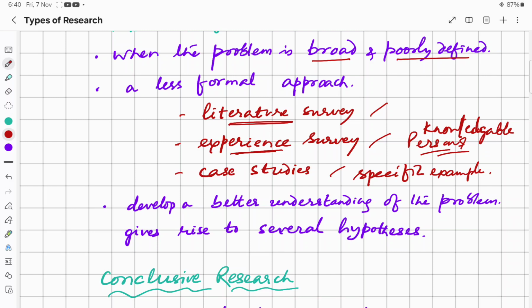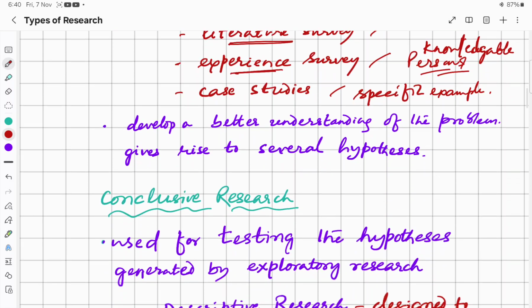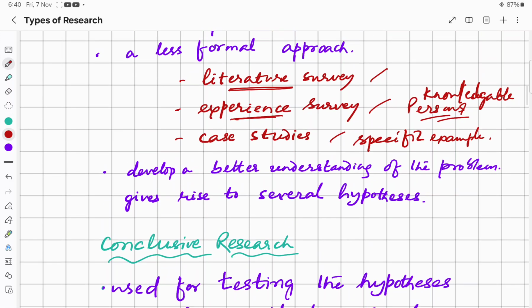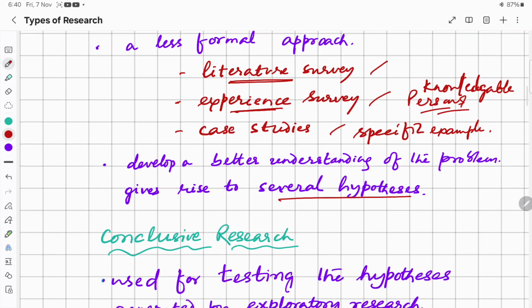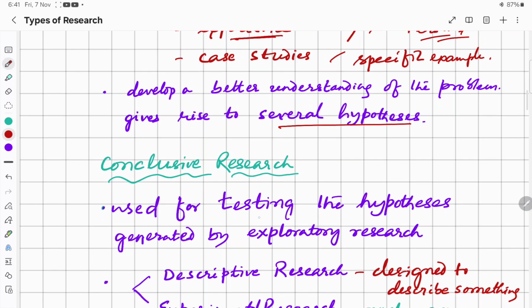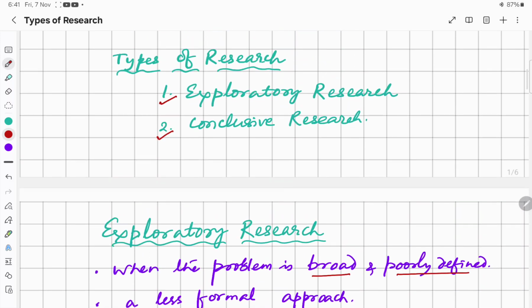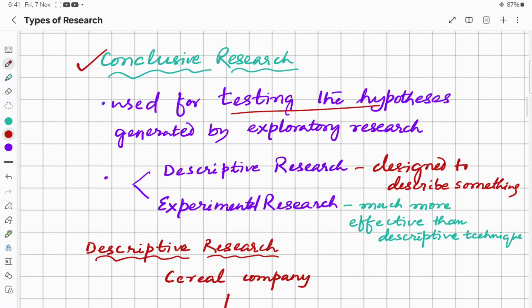So conclusive research we use for the purpose of testing the hypothesis generated by exploratory research. So from exploratory research we can get several hypotheses, and to test those hypotheses we do conclusive research. So exploratory research is initially done, and it is followed by conclusive research.